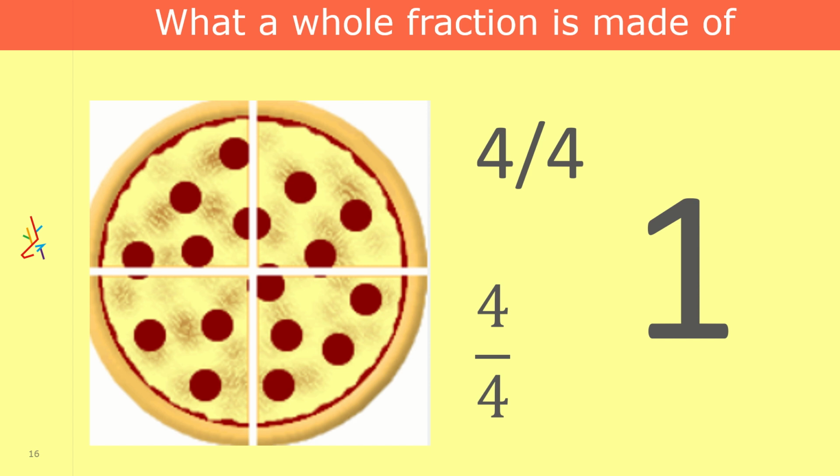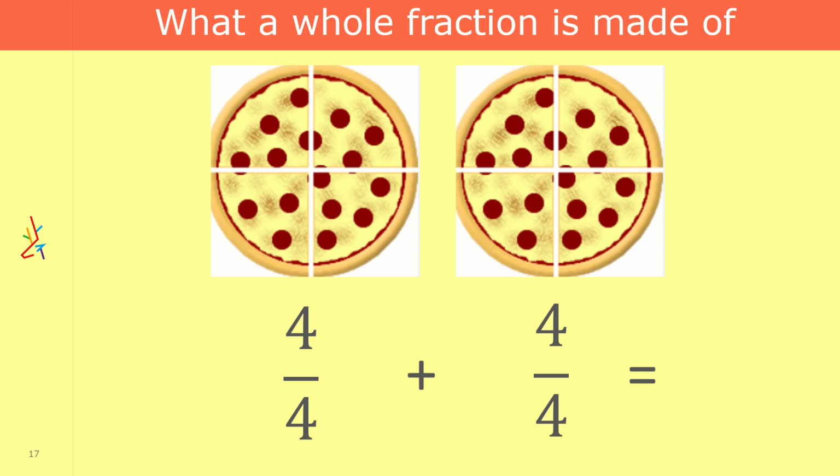And if you use the line which means divide, you still get 1. So 4 divided by 4 is 1, 8 divided by 8 is 1, 1,000 divided by 1,000 is 1. So that's what fractions are made up of. And you can prove it by doing something like this. If you look at that, don't look at the fractions, just look at the pictures. So you've got 2 pizzas. And that's how simple it can be.